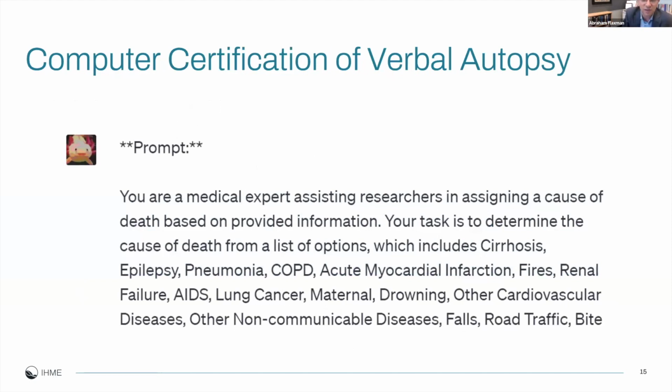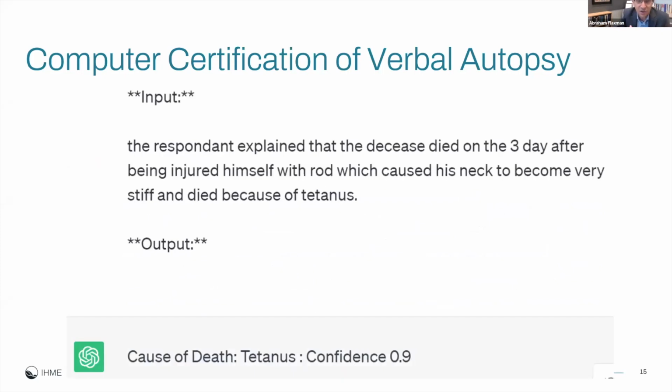This comes down to this very underdeveloped area, prompt engineering, where you say, okay, you're GPT, a medical expert assisting researchers assigning a cause of death based on information. And we want you to give a cause of death from this list of options. And after setting it all up, we then give the free text. Here's an example of the full text, not just the keywords that would come out of it. And then ChatGPT actually can really understand this text and say, when it says at the end of the text that tetanus was a problem, that's consistent with everything that's happening in there, and saying the cause of death was tetanus seems like a pretty useful thing to say here.